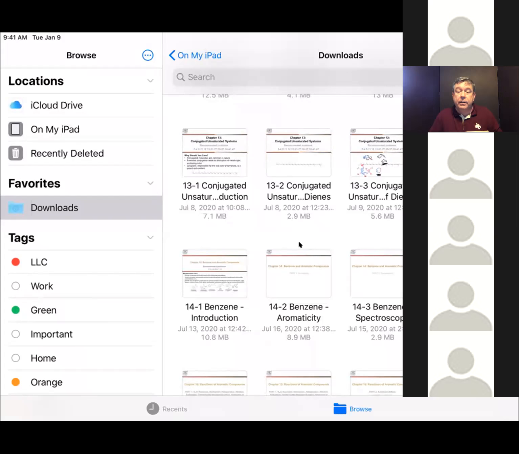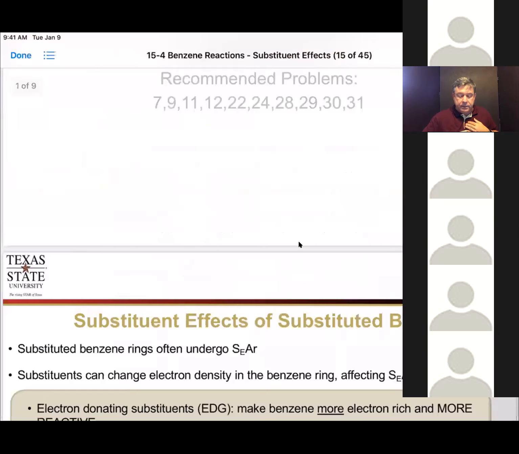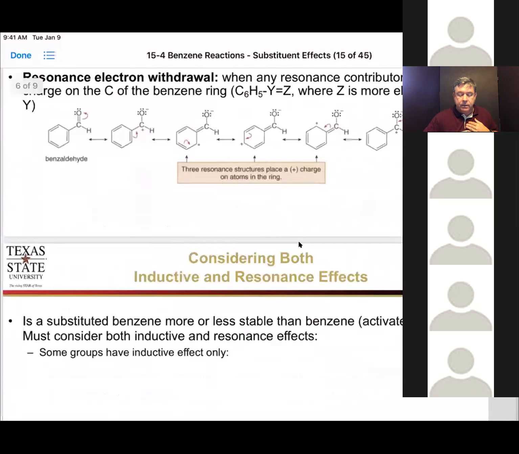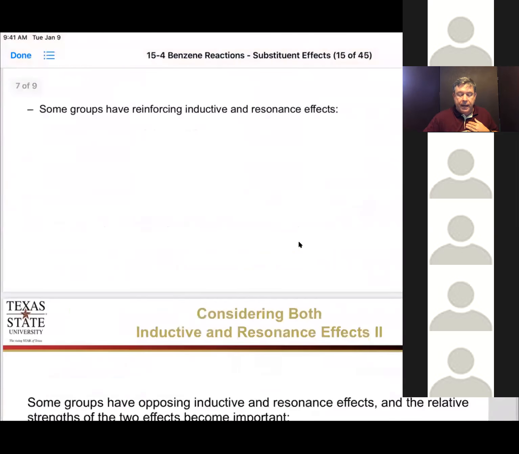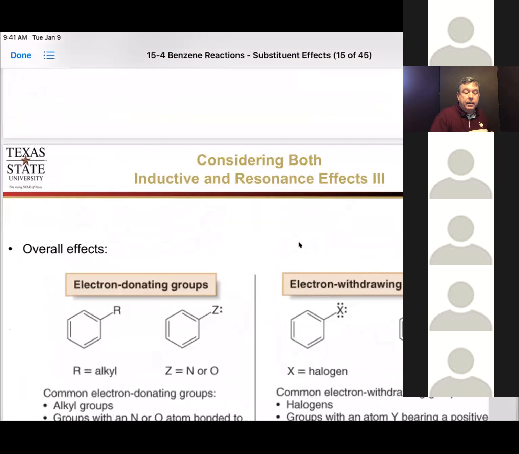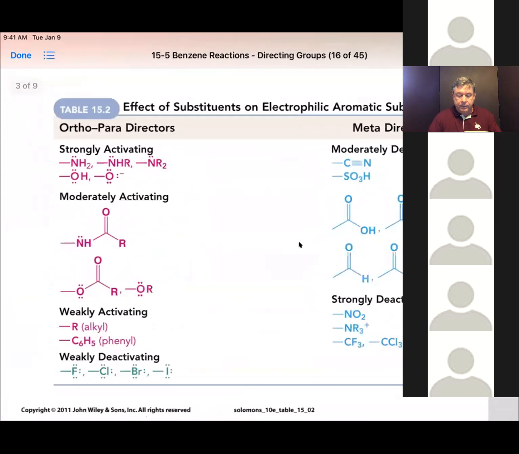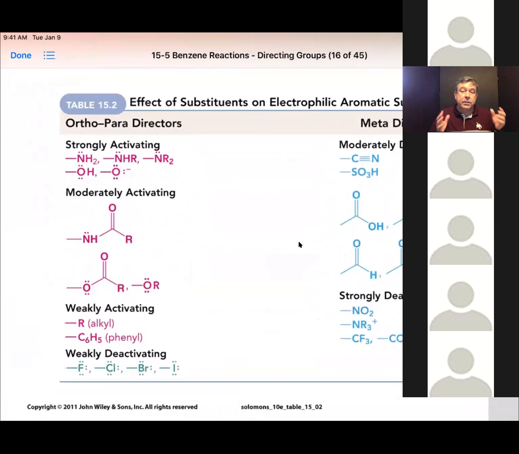Oh, I forgot. Ortho, para direction, and meta direction, and activators and deactivators. That's key on the benzene reactions. The best thing to think about there is if it donates electrons, it's going to be an activator and an ortho-para director. If it withdraws electrons, it's going to be a meta director and a deactivator. I have this table here. Knowing this kind of activation, deactivation is very important.